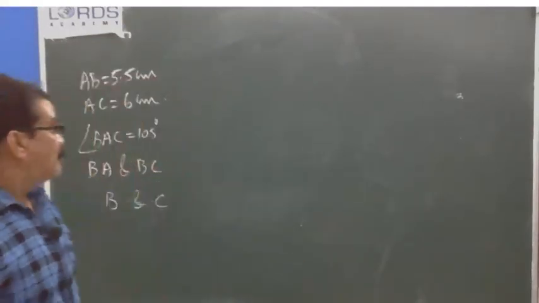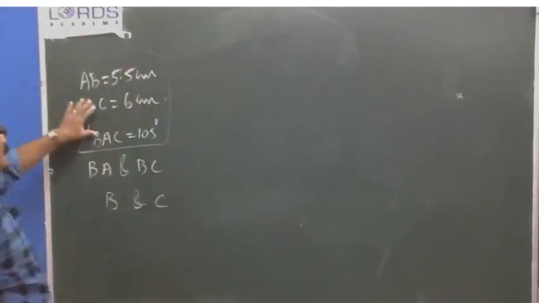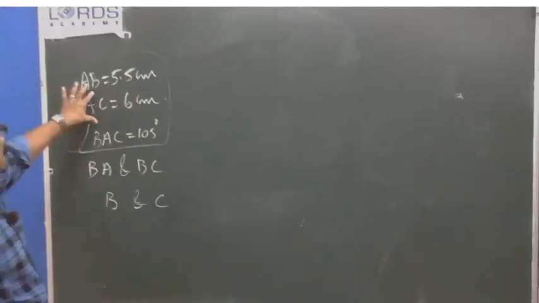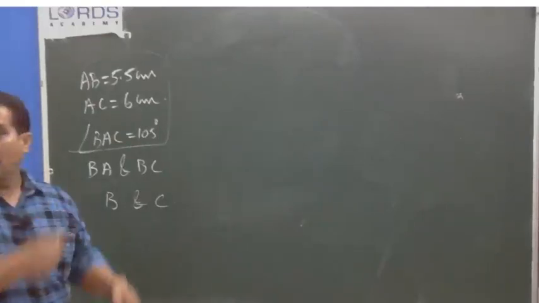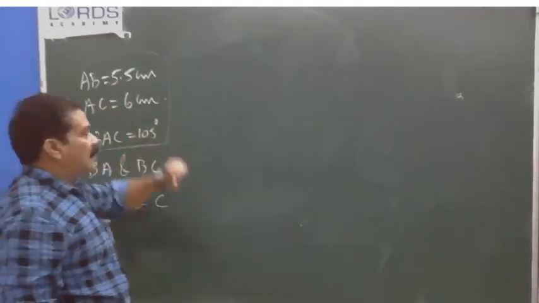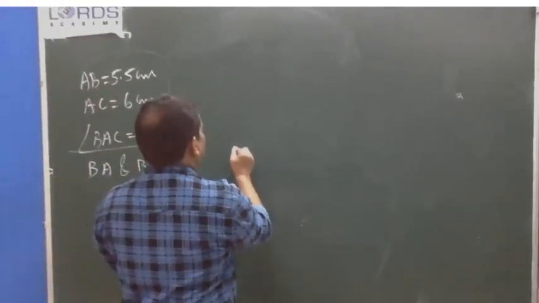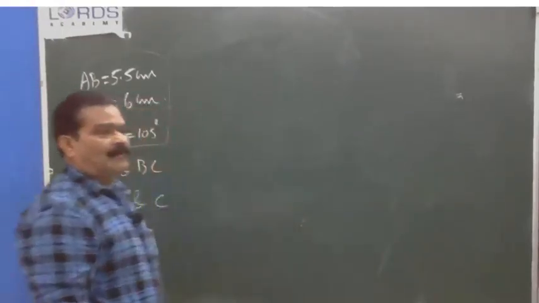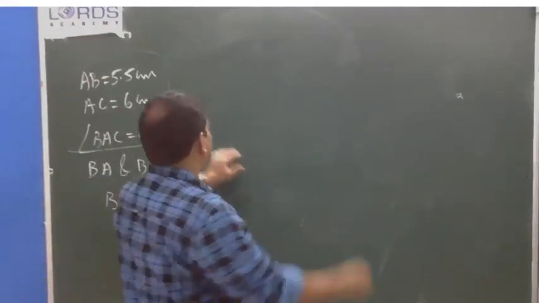You can do this part. First, using this measurement, you can draw the triangle. How can we draw this triangle? First of all, you can take AB 5.5 centimeter. All of you take this data and draw the figure there.